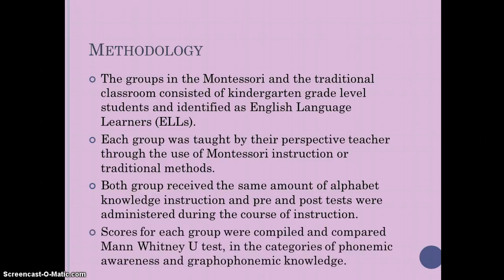Scores for each group were compiled and compared using the Mann-Whitney U-test in the categories of phonemic awareness, which is the ability to think about individual words as a sequence of sounds, and in the area of graphophonemic knowledge, which is patterns of letters that represent sounds of spoken words.